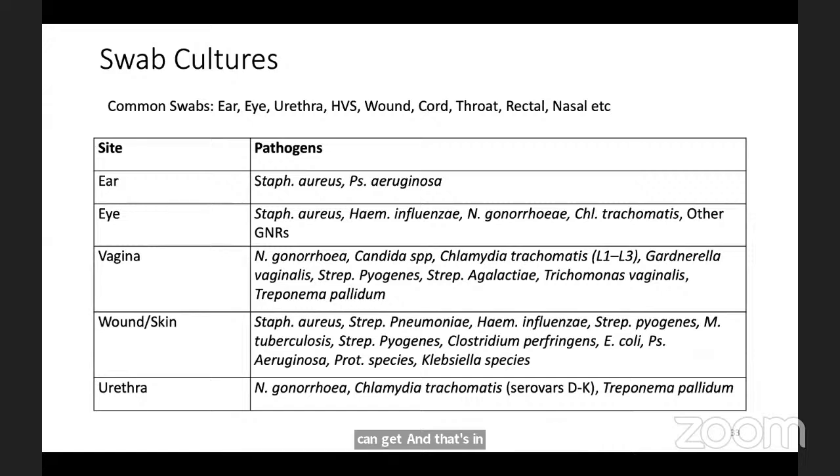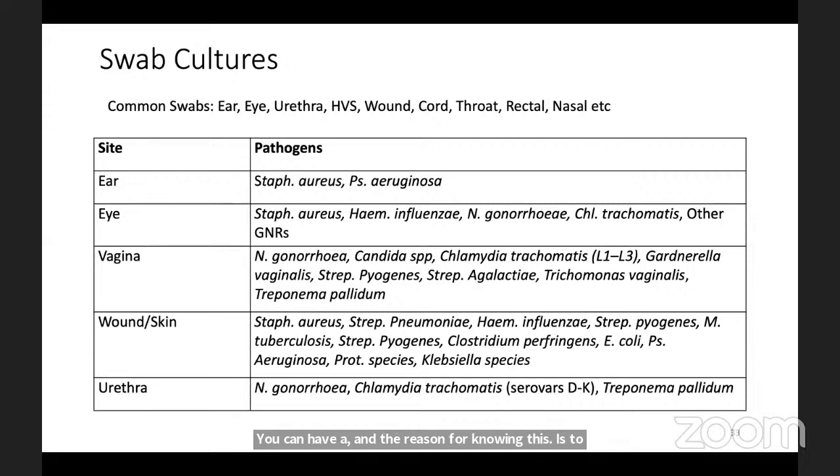In the vagina, we can get gonorrhea, Candida, chlamydia, Gardnerella vaginalis. You can get Strep pyogenes, agalactiae, it should be small a. Can get T. vaginalis, T. pallidum there. On the wound, the sample is usually taken somewhere across the skin barrier or from a deep-seated wound. So you can have Staph aureus, Strep pneumoniae, H. influenzae, all these can be grown there. You can have gonorrhea.